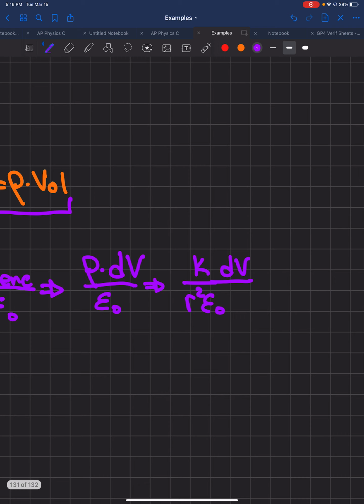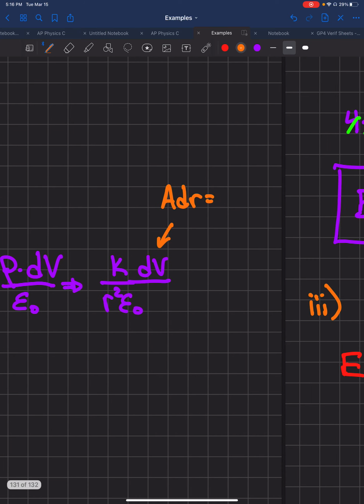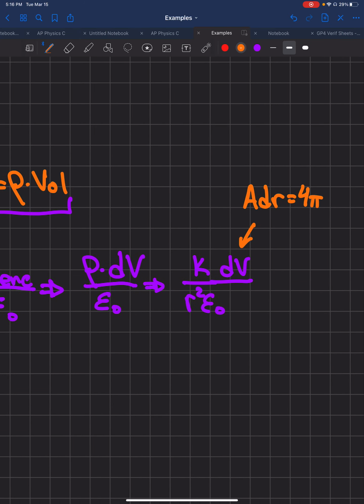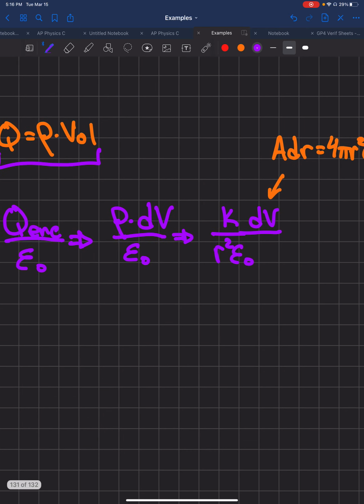Now, we need to just take the integral. But there's one more trick. That dV can be written as a dr, because remember, all you're really doing to get to a volume is integrating the area. So instead of dV, I can rewrite this as 4 pi r squared dr, the area times dr.